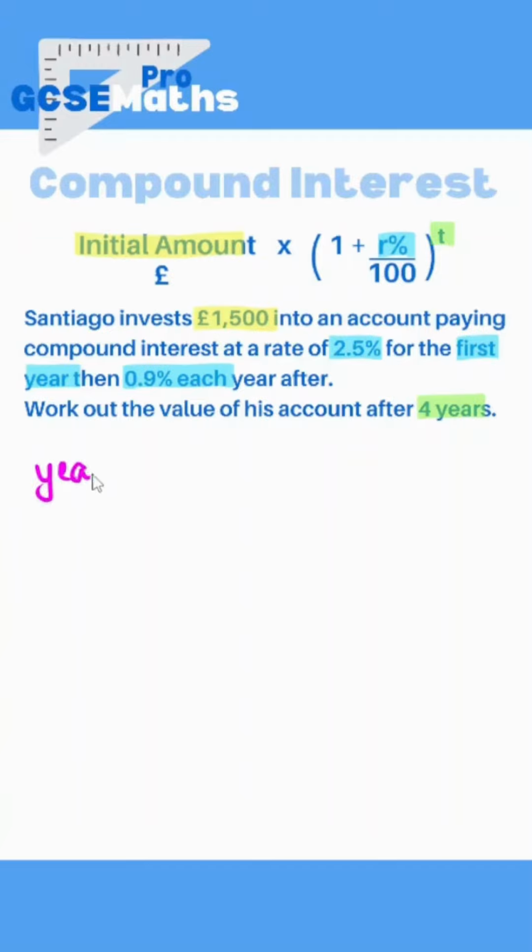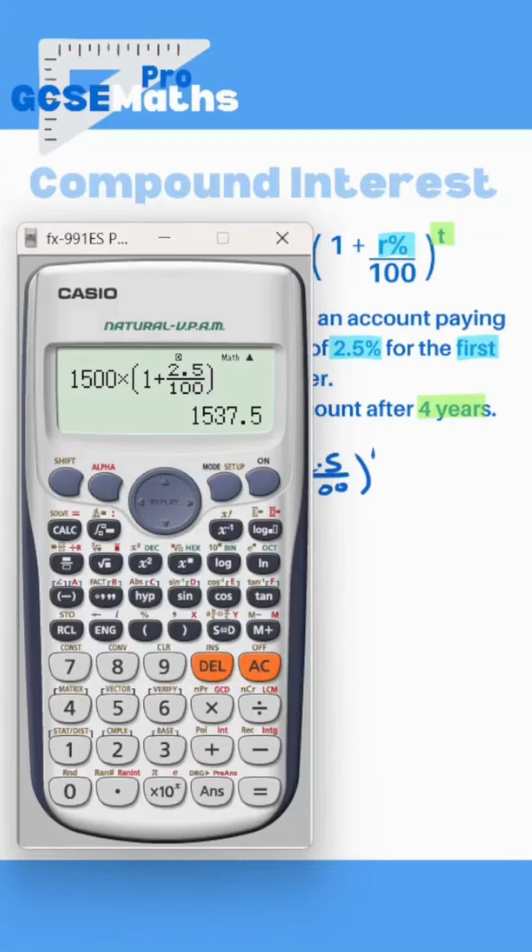So for the first year, we've got 1,500 as our initial amount, that's what we're starting with, times by 1 plus 2.5% interest for that year over 100 to the power of, you don't need to write this, but technically it's the power of 1, isn't it? Because it's only 1 year, which you can see gives us £1,537.50. Now the interest is the £37.50, but obviously his whole account will include the 1,500 to start with.